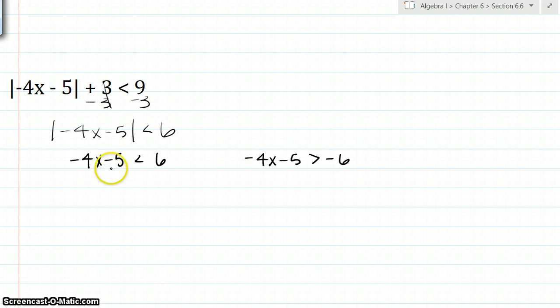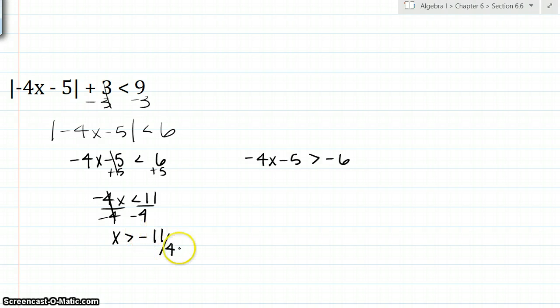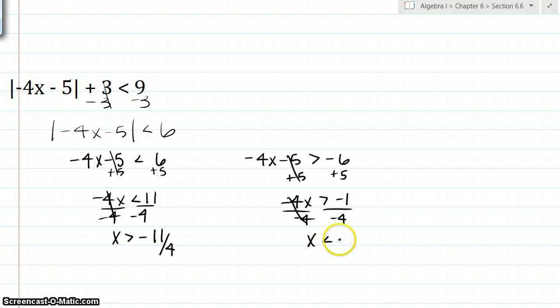Now you need to solve for x. So I add 5. And then divide both sides by negative 4, excuse me. And since I divided by a negative, you need to flip your sign. And on this side, if I add 5, and then divide by negative 4, I divided by negative again, so I'm going to flip my sign. And it's a negative divided by a negative, so I have positive 1/4.